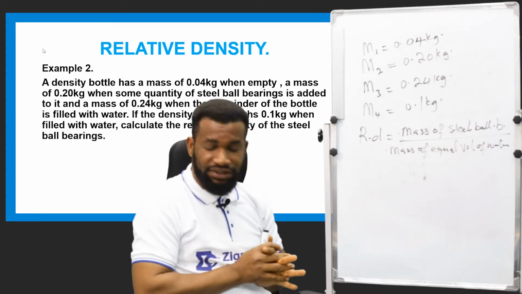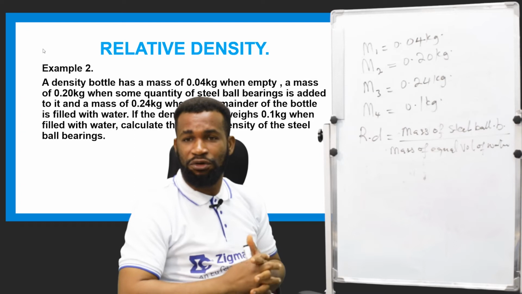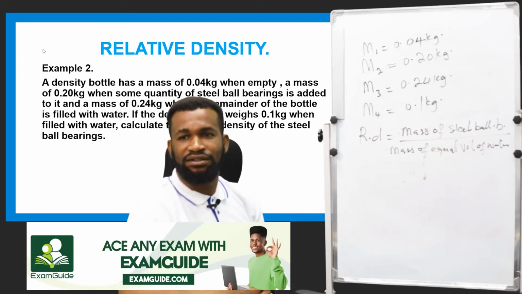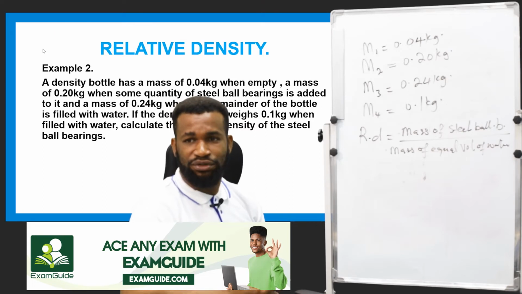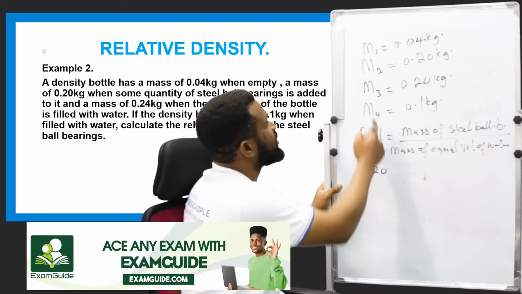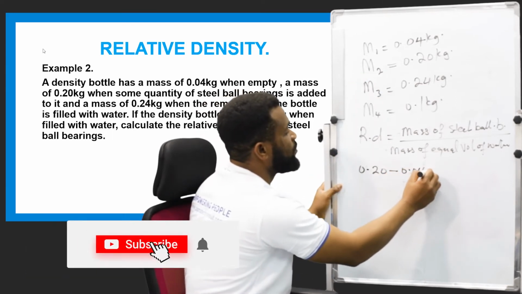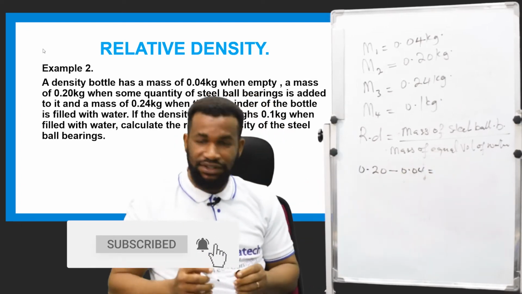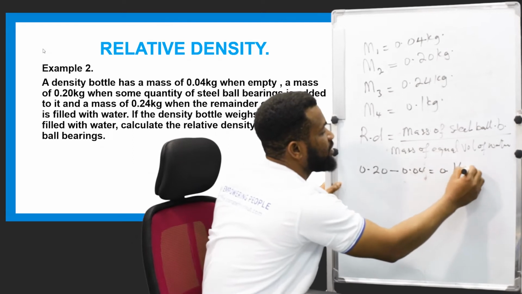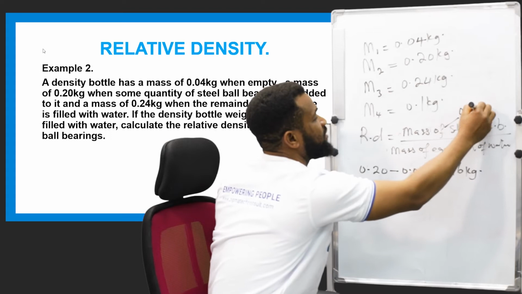So to find the mass of the steel ball bearing, we have to subtract the mass of the empty bottle from the mass of 0.20 when the quantity was filled. So we have 0.20, which is M2, minus 0.04. When we have this done, we have 0.16 kilogram, and that is going to be the mass of the steel ball bearing.